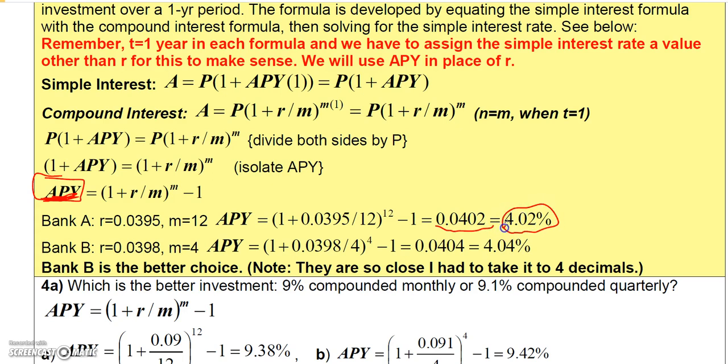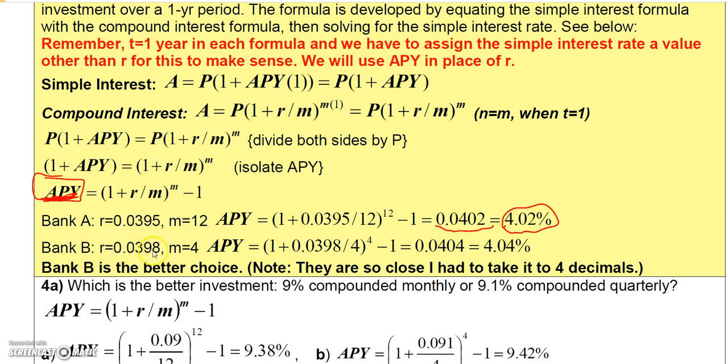What that means is it would take a simple interest rate of 4.02% to match this compound rate of 3.95% where money is compounded monthly. So it would take a 4.02% simple interest rate to match this. Now let's look at Bank B.